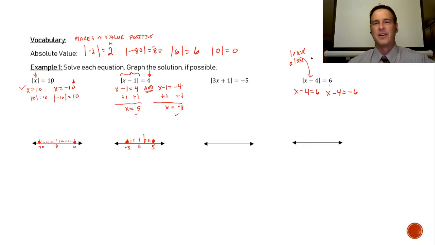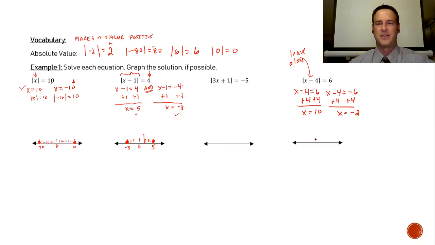Okay. All right, so here's what I'm going to do. I'm going to add 4 and add 4. And that will give me 10. The opposite of subtract 4 with the x is add 4. And I'm going to add 4 here and add 4 here. And negative 6 plus 4 is negative 2.